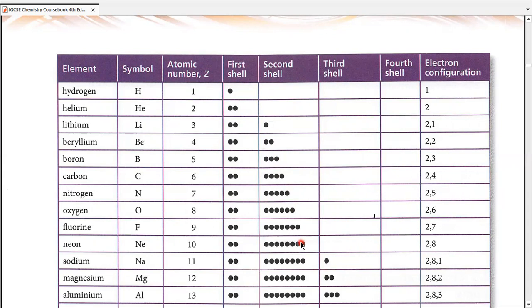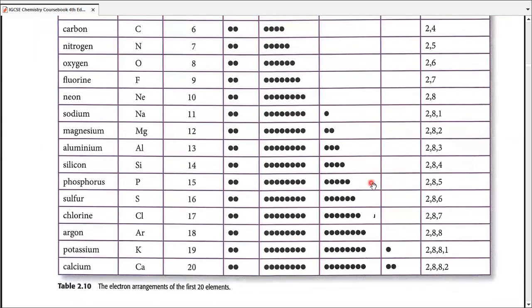Now we cannot put any more electrons in the first or second shell, so we start putting electrons in the third shell. So sodium has 1 electron, magnesium has 2, aluminum has 3, silicon 4, phosphorus 5, sulfur 6, chlorine 7, argon has finally 8 electrons in the third shell. Now the third shell is stable. I wouldn't say it is completely filled, but I would say it's stable, so we start filling the fourth shell. Potassium has 1 electron in the fourth shell, and calcium has 2 electrons in the fourth shell.